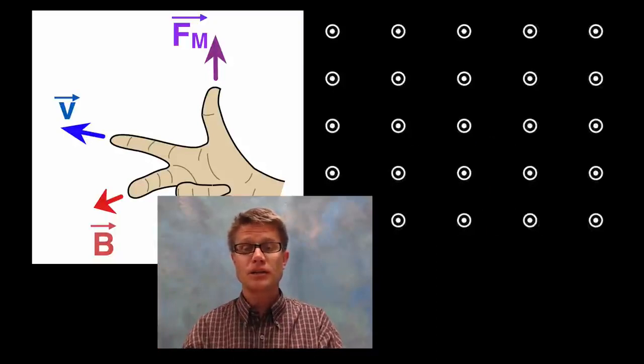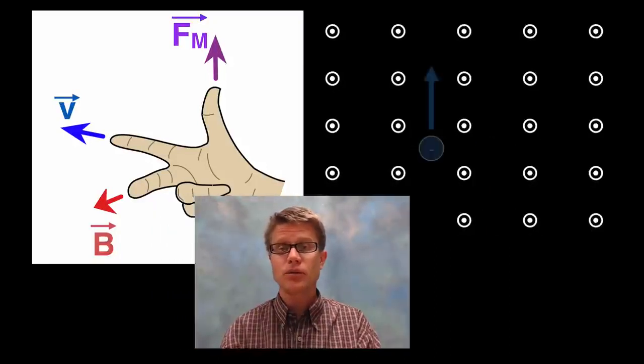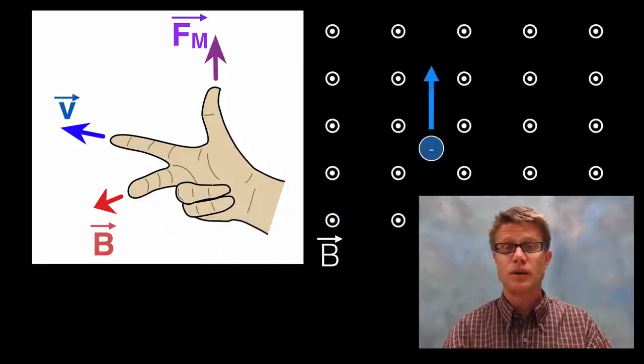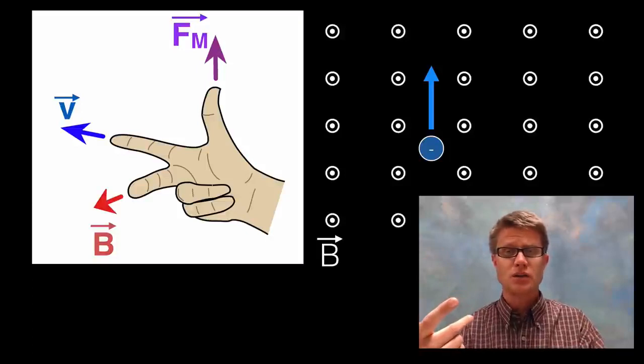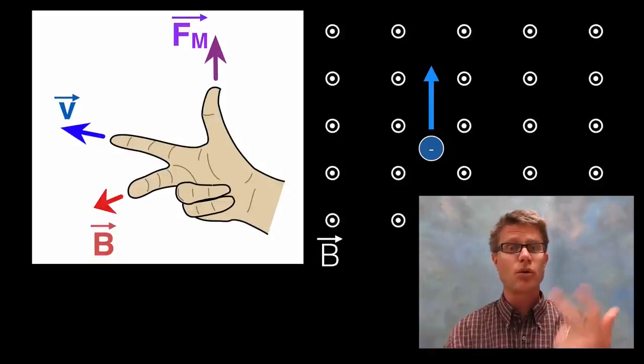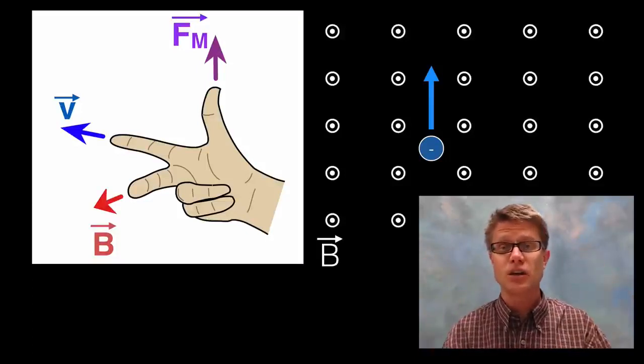What if we have one like this? So we've got a different magnetic field. What if we have an electron moving? Okay, so if you have an electron moving, there's two ways you can go at this. Number one, you could just use your right hand and then just turn the force around when you're done, or you've got a left hand, and the left hand is going to work great.